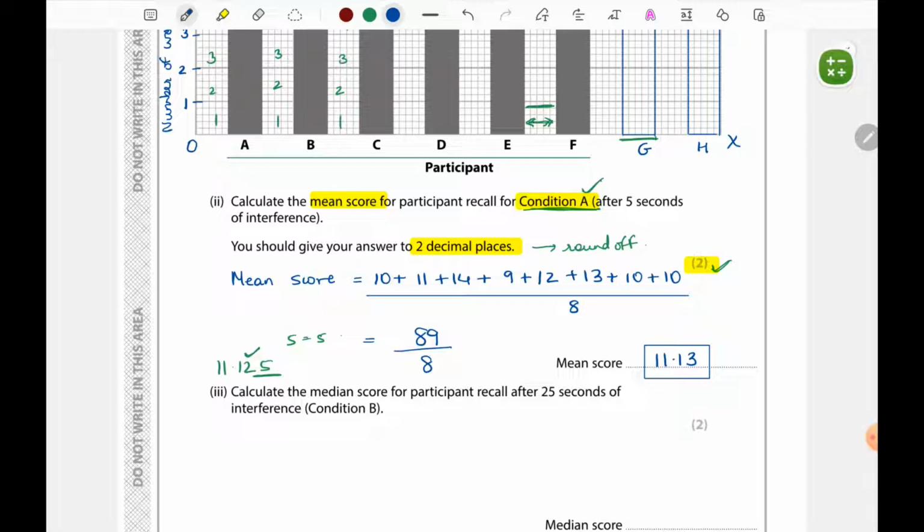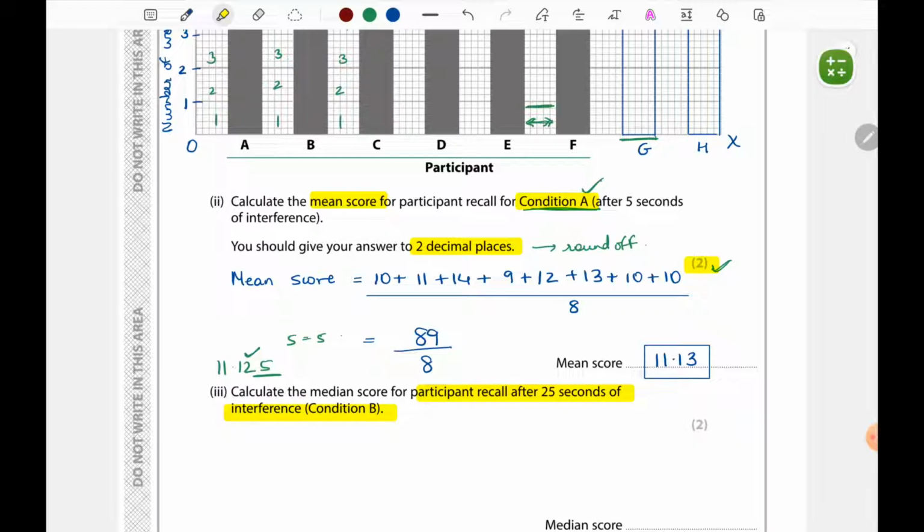Okay, so mean calculation is as simple as that. It seems to be lengthy when I am demonstrating because I have to instruct you a lot as I'm demonstrating. When you calculate it, it should barely take a minute at the most. Okay, now we have to calculate the median score for participant recall after 25 seconds of interference.